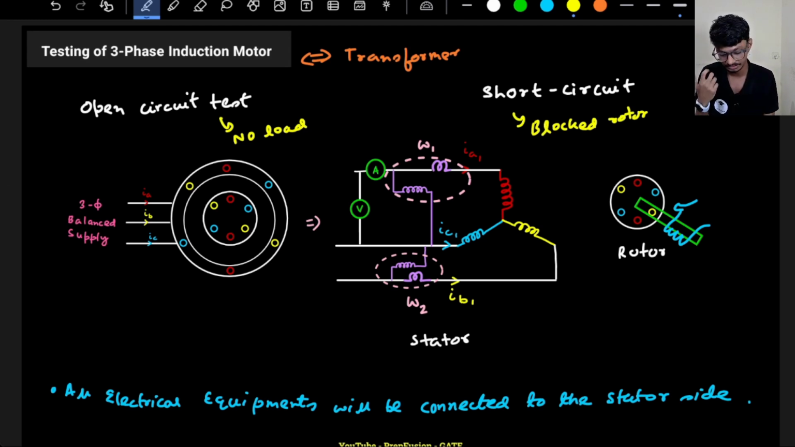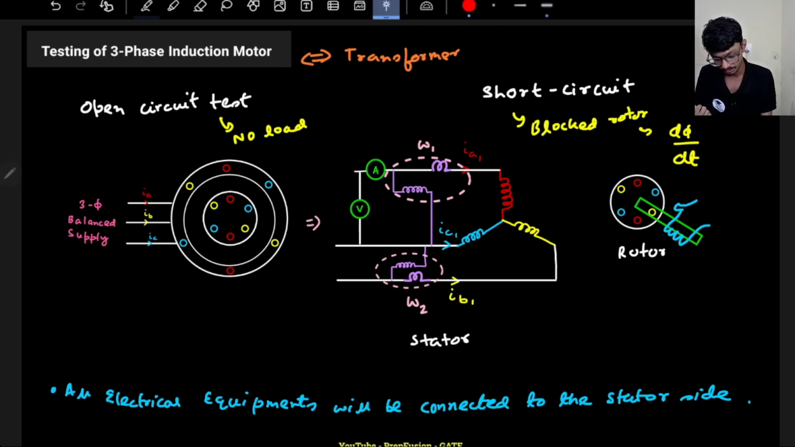When can the maximum amount of d phi dt be possible? If I somehow make the rotor stationary, then the rotating magnetic field is rotating with speed Ns and there is a huge amount of flux cut. A huge relative speed between the rotor and the rotating magnetic field will produce the maximum amount of current. Due to that, it is called blocked rotor.